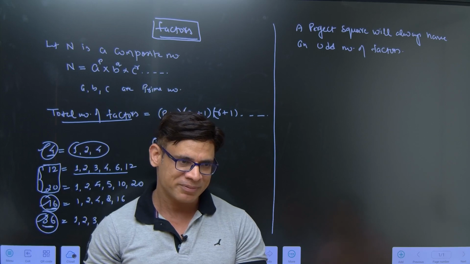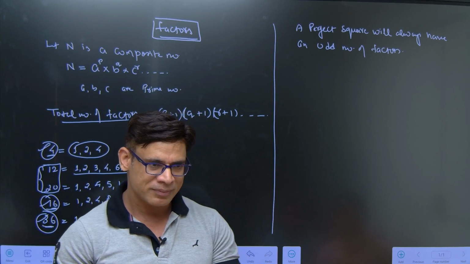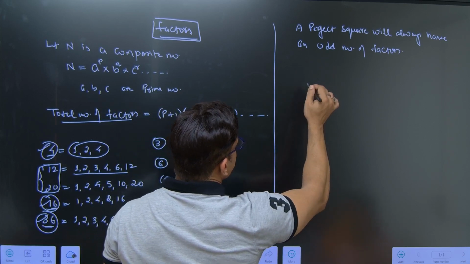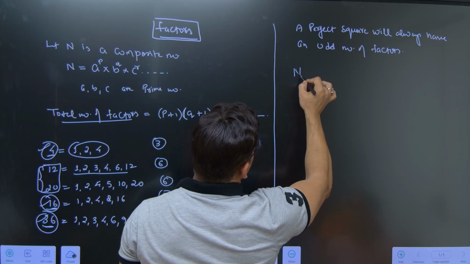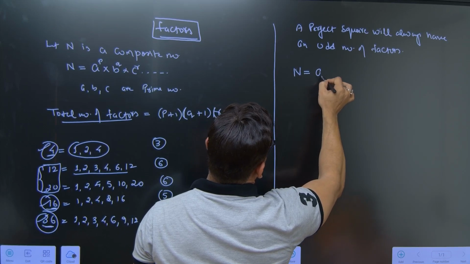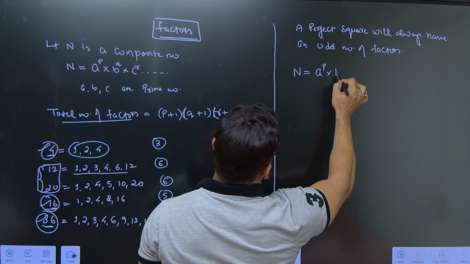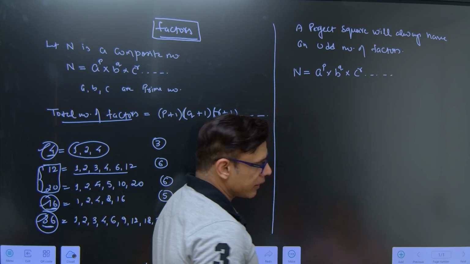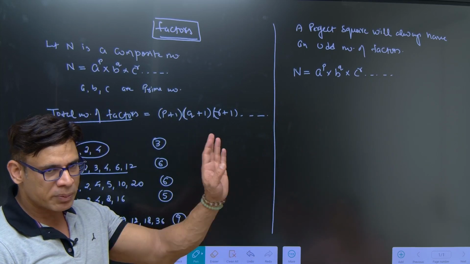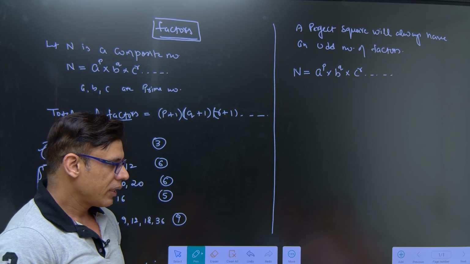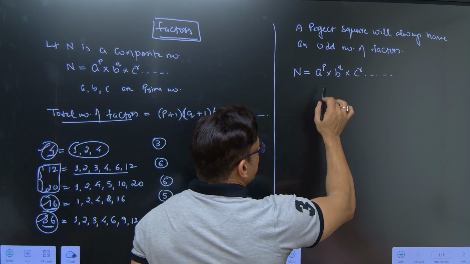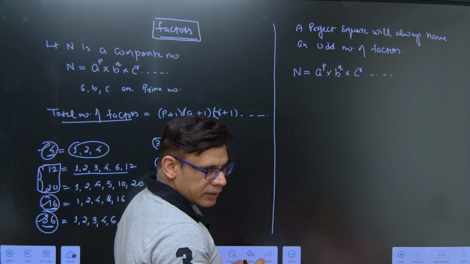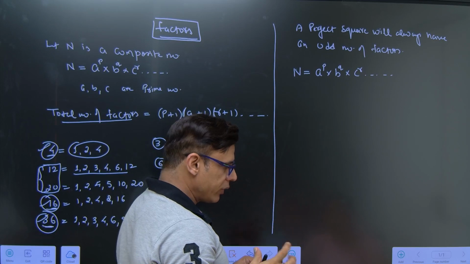And understand this, right? Suppose N is some number. When you prime factorize any composite number, you write it as a^p into b^q into c^r, right? Now, a perfect square is determined when it can make pairs, right? When you can make a pair.